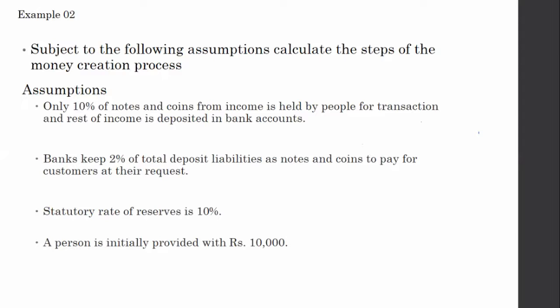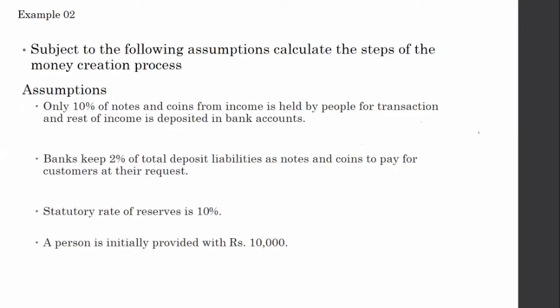Then the second assumption is that banks keep 2% of total deposit liabilities as notes and coins to pay customers at their request. So out of their total deposits, banks also will keep 2% as notes and coins for their day-to-day operations. The third assumption is that the statutory rate of reserve is 10%. That means in addition to the 2% of cash which will be held by themselves, additionally 10% of the total deposits they have to retain as the statutory reserves by the central bank.